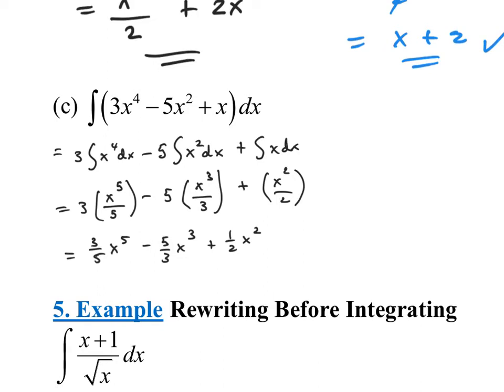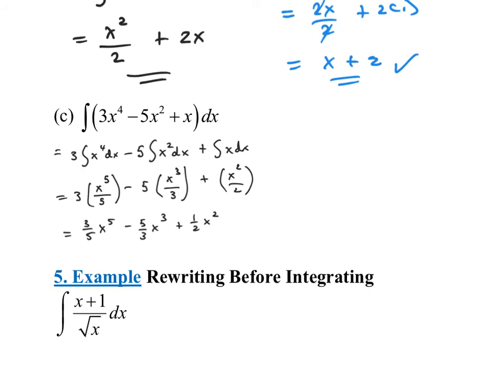So again, what have we said? The problem said, what do you take the derivative of to get this? And our guess is the answer is 3/5 x to the fifth minus 5/3 x cubed plus 1/2 x squared, of course, plus c. Are we right? I don't know. Let's find out. How do we find out? Take the derivative of your answer. So what's the derivative of 3/5 x to the fifth minus 5/3 x cubed plus 1/2 x squared?